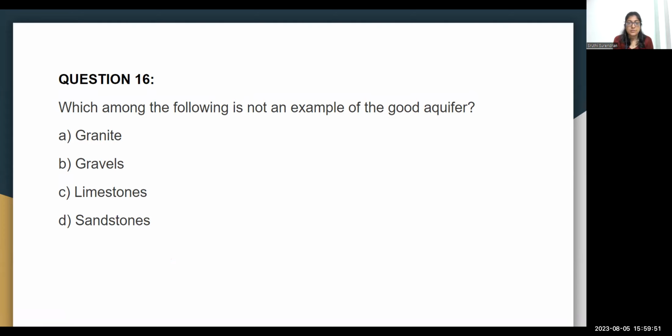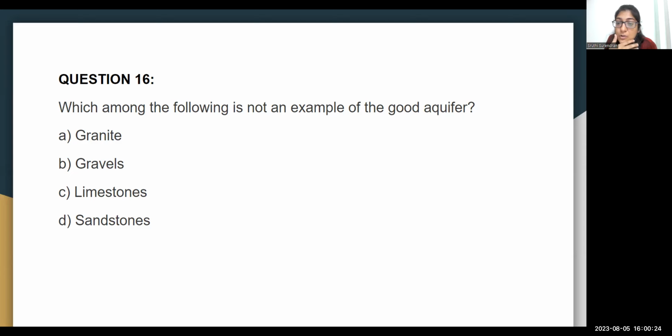Okay. So here we've been given four options: granite, gravels, limestone, sandstones. In an earlier question, we had checked what is the best example for the rock type that holds the maximum groundwater, and we understood that it is gravels. So here the question is, which is not a good example of a good aquifer. So it's not gravel. I mean, option B is not an option.